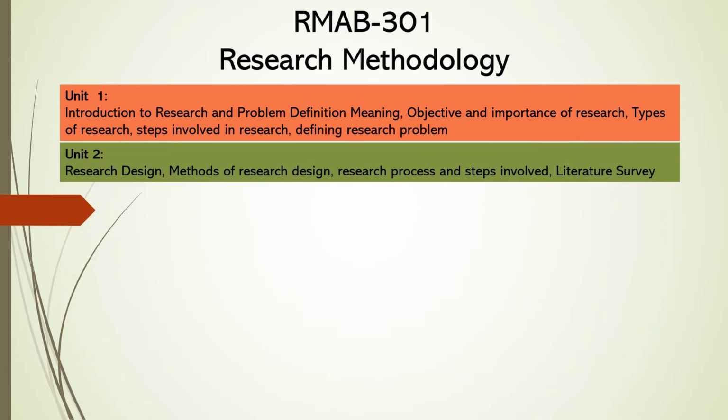The second unit of the subject talks about the research design and what the methods for the research design are. What are the processes and steps involved in research design? How we can do a literature survey or literature review. We will study this under the second unit.